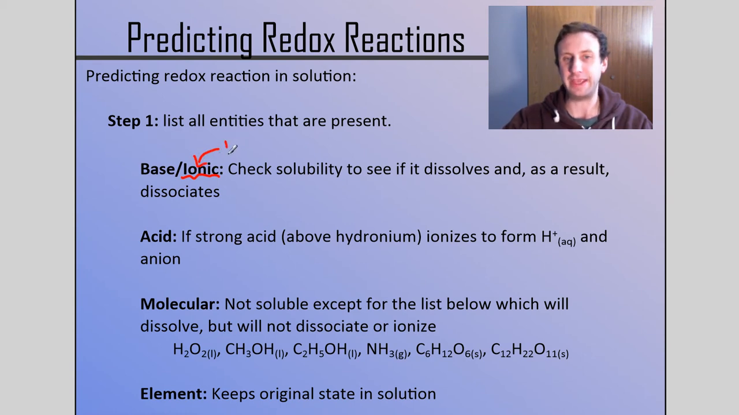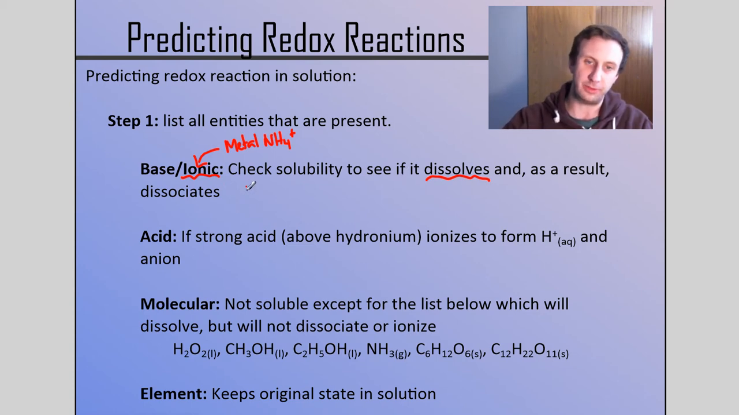Well, it has a metal in it or it has ammonium. If it has either one of those things as the first thing in the formula, you know it's an ionic compound. In which case, you're going to look at your solubility table and see if it is soluble or not. If it is soluble, if it does dissolve, it's going to dissociate into the two ions it's made of.